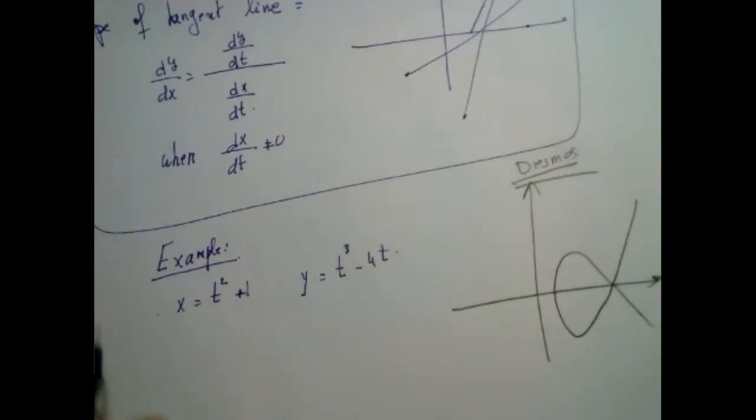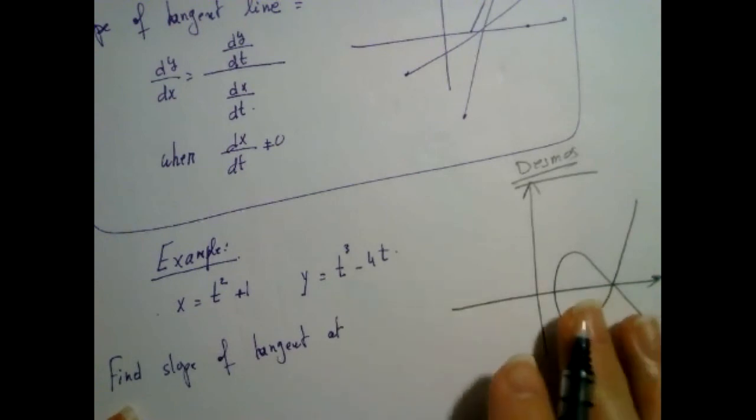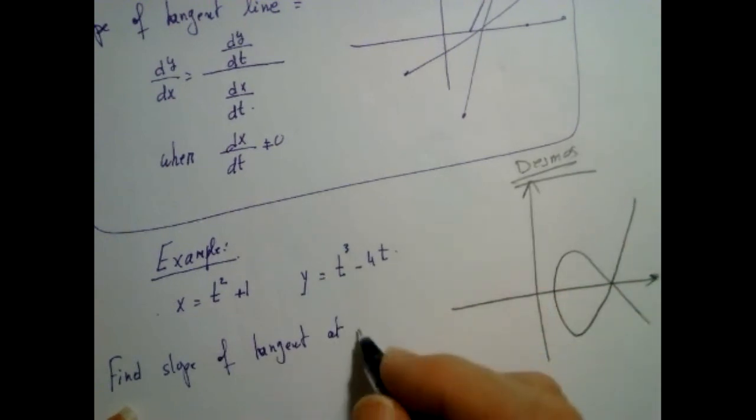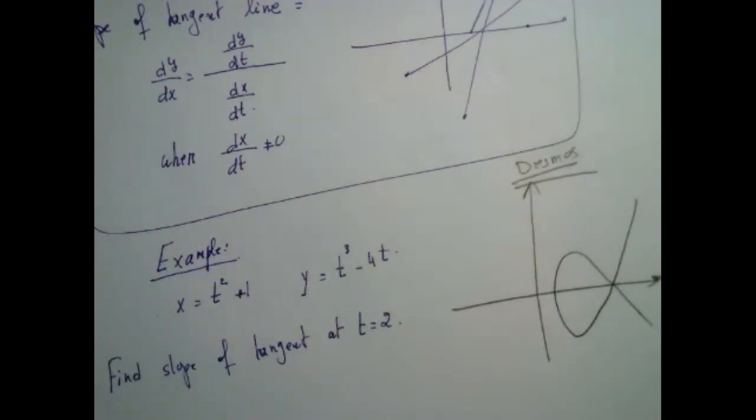Now question number 1, and now it's easy. Find the slope of the tangent to the curve at t equal to 2. What's the slope of the tangent at t equal to 2?